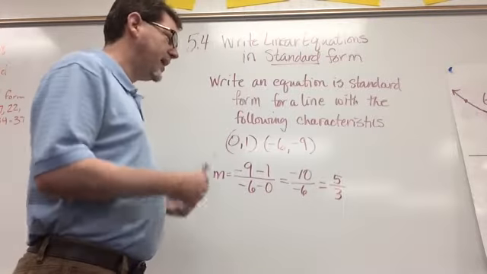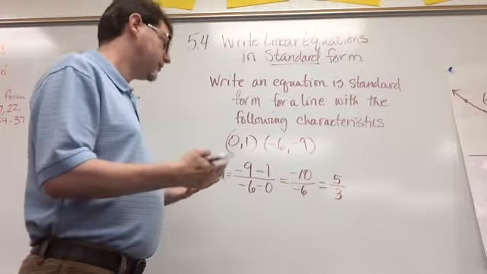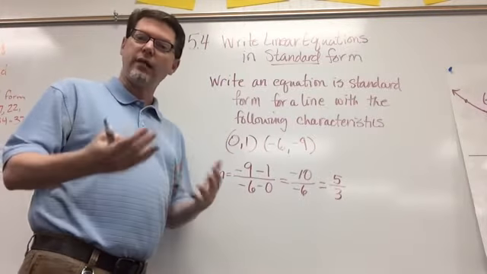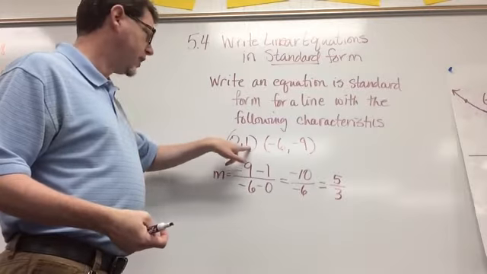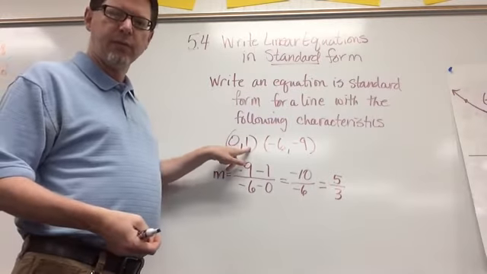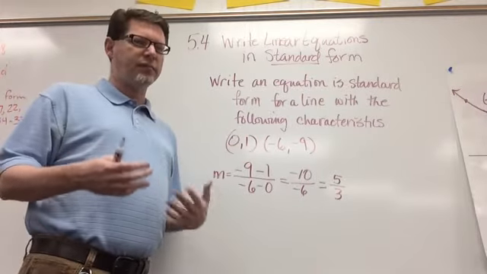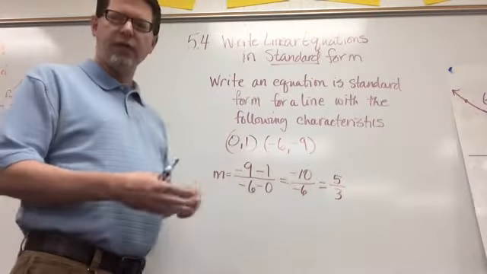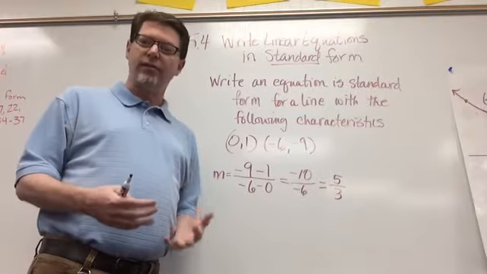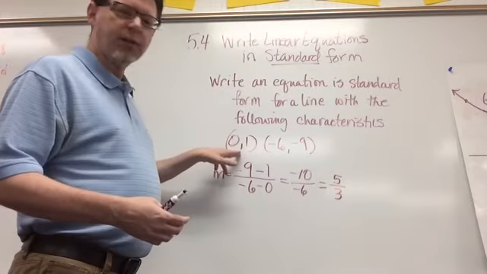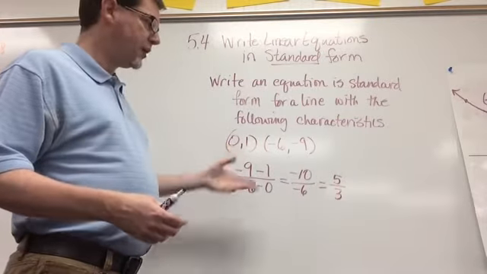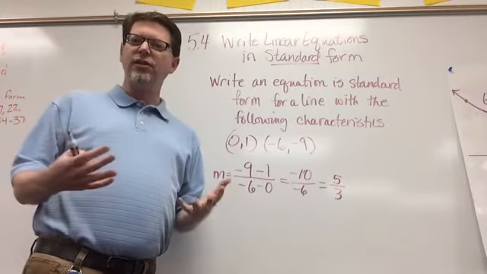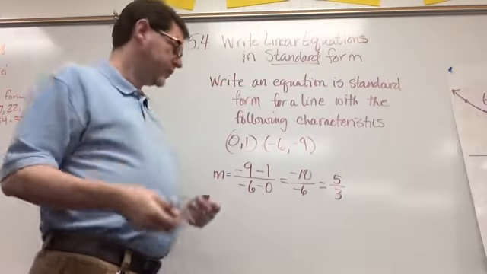5/3. Now, I'm going to take that 5/3 and I think, do I know my y-intercept from either of these points? Well, actually, I do. When x is 0, y is 1, so my y-intercept must be 1. Now, that's not always going to be the case. Sometimes you're not going to know, and you're going to have to plug this into y equals mx plus b to figure out what the y-intercept is. But this time, I know the y-intercept is 1, so now I'm going to write my equation in slope-intercept form and then change that to standard form.